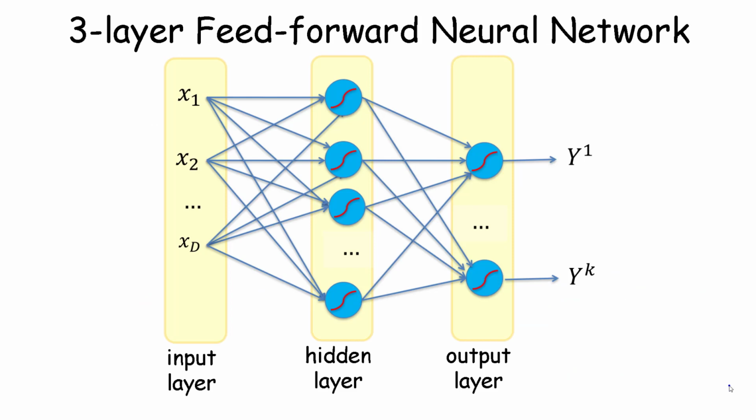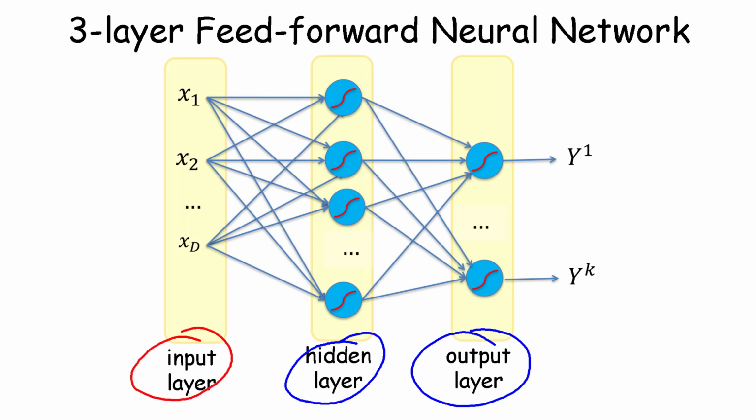A network with only one hidden layer is called a three-layer feed-forward network. The term three-layer is actually a little misleading. Only the hidden and the output layers have neurons in them. The input layer just represents the input values of a sample.